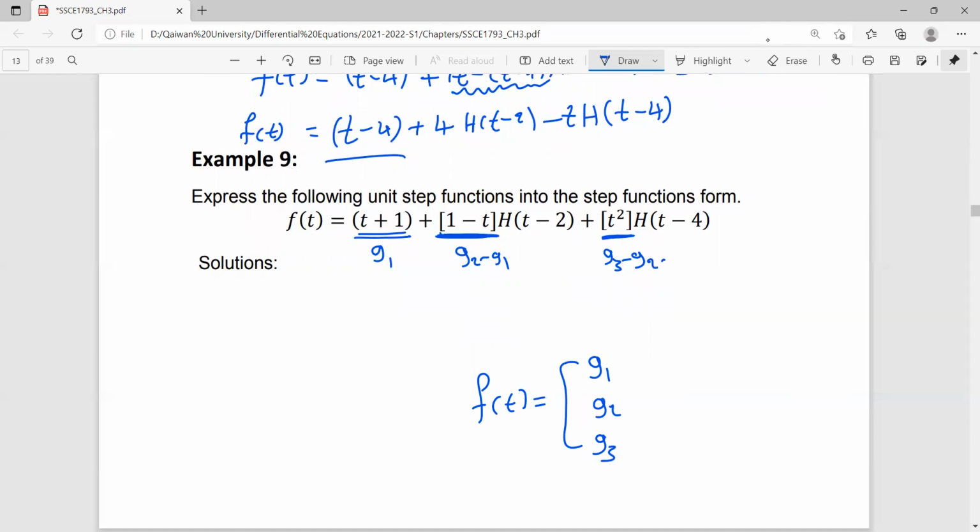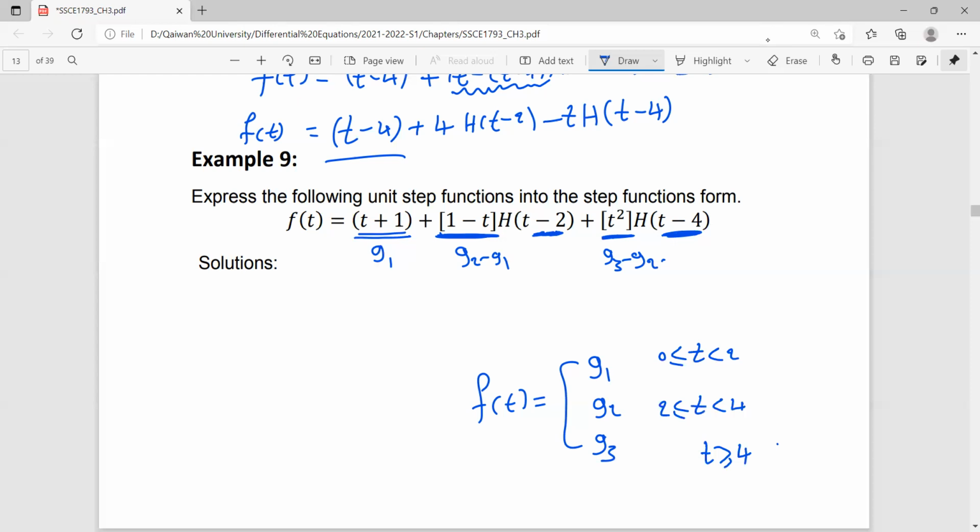For the first one, t is from 0 to 2, because you have h of t minus 2. And the second, t is from 2 to 4, because there's t minus 4. And then for the last one, t is greater than or equal to 4. These are the limits. Now we should find the functions G1, G2, and G3.